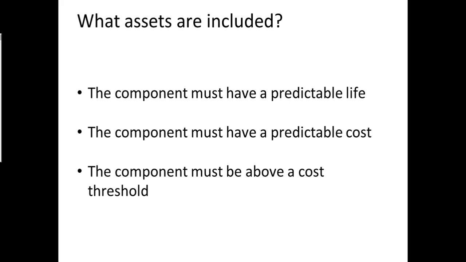And then lastly, we want to make sure that we're only funding for things that are above a certain cost threshold. If an asset costs less than $500, we would not want to include them in our studies. They should be replaced as needed. So for example, if you have a light bulb that needs replacement, we're not going to concern ourselves with that. However, if we need to replace all of your pole lights, then that is something that we would want to include.